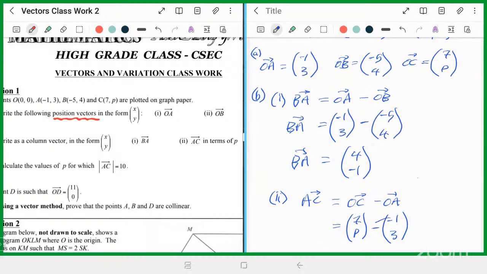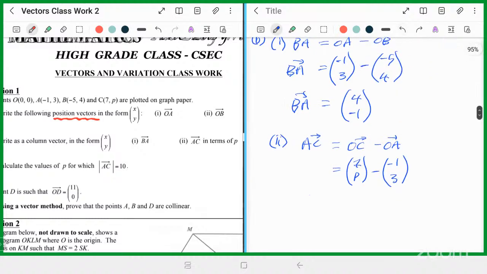Again, you have to recognize this minus minus becomes a plus. All right, so you have to be careful with those negatives. So the final result for this is the 7 minus minus makes plus 1 makes 8. And then P minus 3 are unlike terms, so you just leave it as P minus 3. And so that is the vector AC.